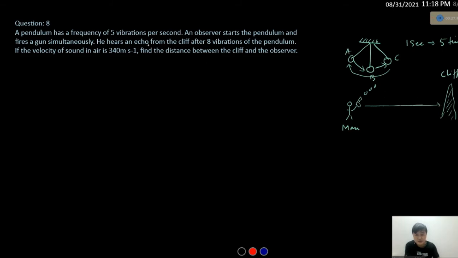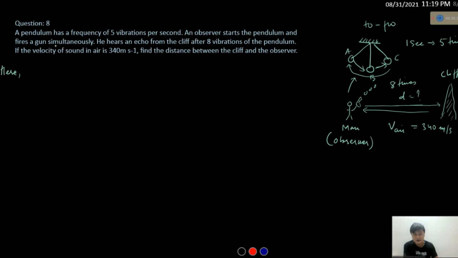What is given? 5 vibrations of the pendulum. He sets the pendulum, and then fires a gun. After 8 to and fro motions of the pendulum, he will hear the echo, the sound of the gun for the second time. The velocity of sound in air is given as 340 meter per second. We have to find the distance between the cliff and the observer.